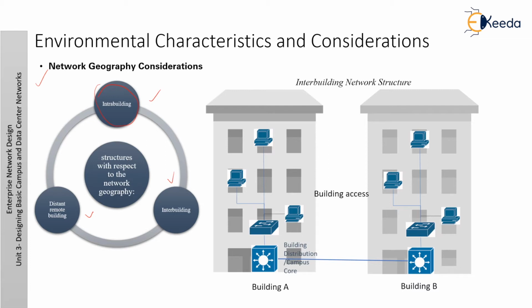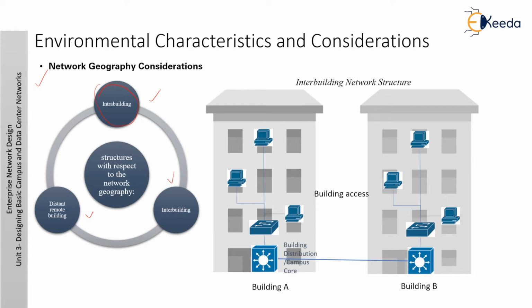So what is inside that? An intra-building campus network structure provides connectivity for all end nodes located in the same building and gives them access to network resources. The building access and building distribution layers are typically located in the same building. Like here, one building is shown. In this particular building, building A, if the whole network is there, then it is coming under intra-building.